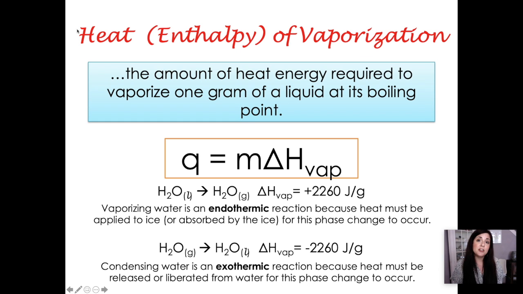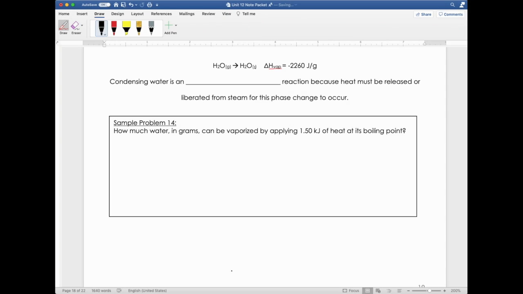Let's go ahead and finish this off and do the next sample problem in the notes together. So let's try sample problem 14. Just like sample problem 13, in fact, it's the same exact equation. The only thing is we have a different enthalpy of vaporization value for that. So that's specific to that particular phase change. The equation, however, is exactly the same as the previous one.